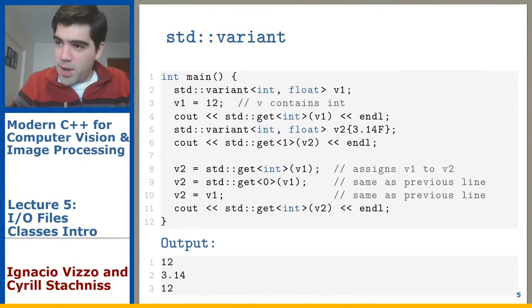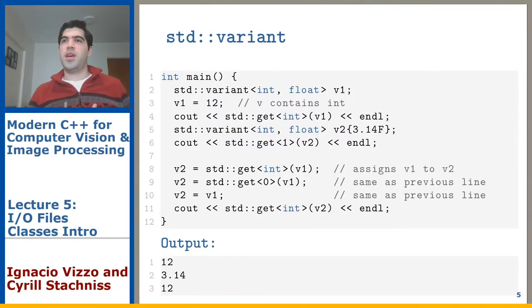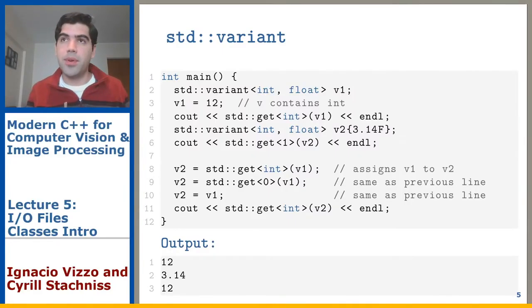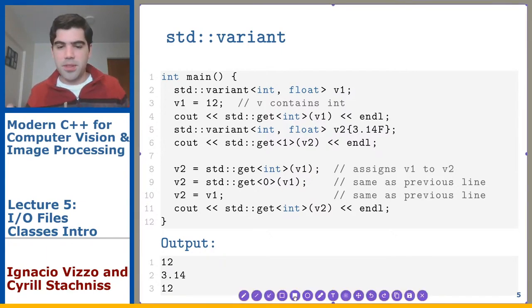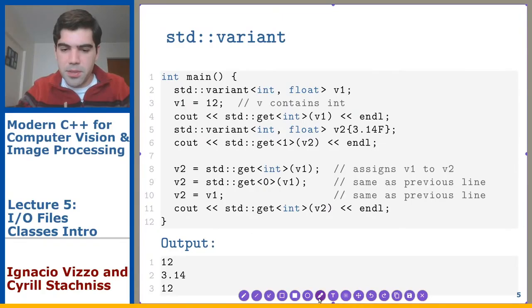There are also some crazier examples. We will just discuss briefly how to work with these utilities. My recommendation is whenever you feel you need some utility, go and check it on cppreference in the library. Maybe there is already something for you there. In this case, this is variant, which is new in C++17.